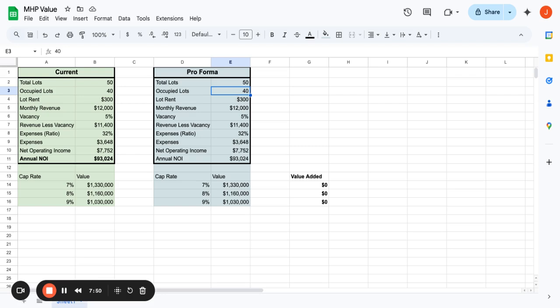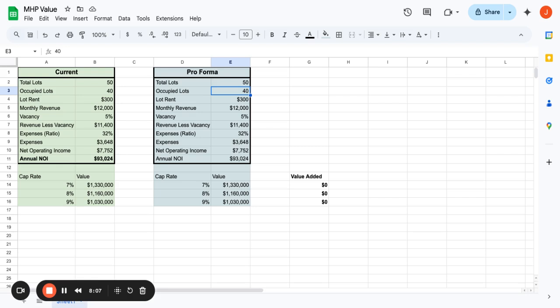So let's say in this case, those 10 vacant lots, now we don't have to spend any money to develop the lots. They're already there. And we don't have to spend any money bringing in the homes. And there's a million different ways you could do that with mobile home parks. But usually if you're going to do it quickly, like if we're going to try to fill these 10 lots quickly, we're going to come out of pocket.